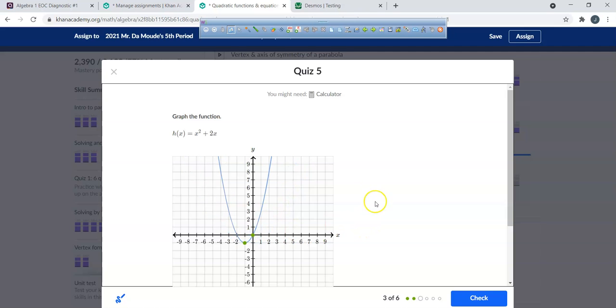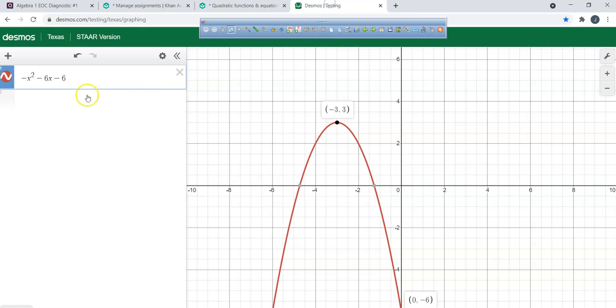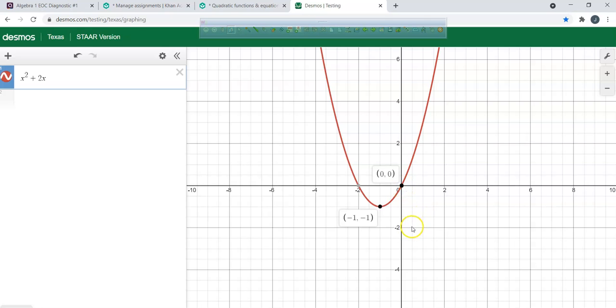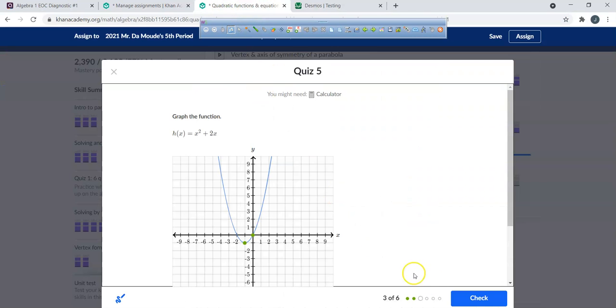Just like that. Now, like I said, if you want to check it, go over here and just type in x squared plus 2x. And you'll see there it is, negative 1, negative 1, and 0, 0. And you are good to go.